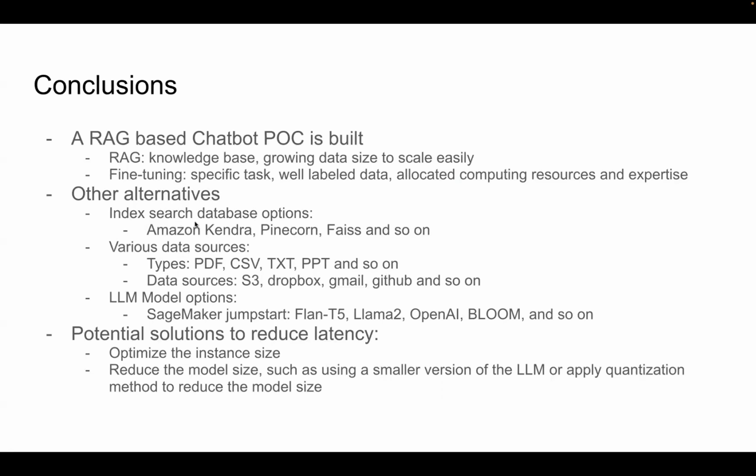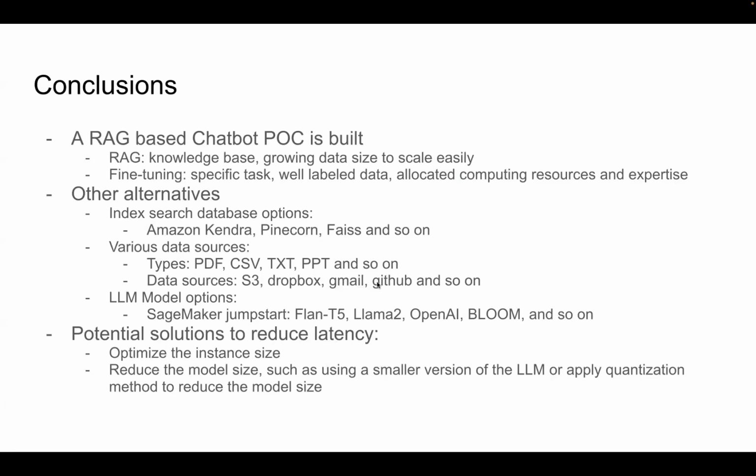So first is the index search database option. I'm using Amazon Kendra. You can also use other options such as Pinecone and FAISS. For the various data sources, I'm using PDF as a demo. You can also easily test on other sources like CSV, TXT, PPT, and so on. For data sources, Kendra has a great benefit: it provides a variety of connectors for different tools, Dropbox, Gmail, GitHub, and so on.